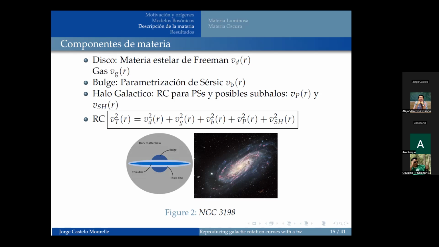This is due to stars and objects. This is due to gas. Then the bulge if necessary, and then we can add this part that is going to give us the dark matter halo. Then there is something that we are going to explore also, the so-called subhalos. But for now, let's focus on this part. And this is going to be given by the rotation curves observed by the geodesics of the Proca.